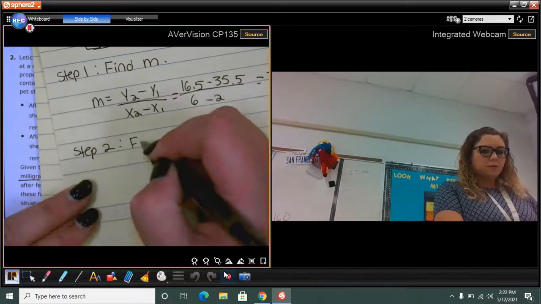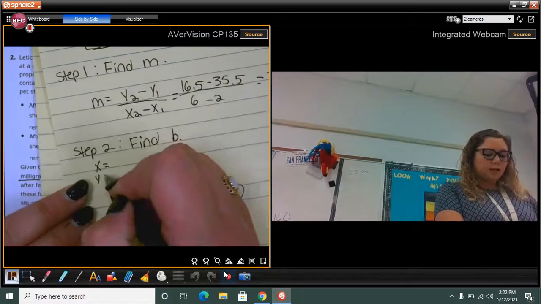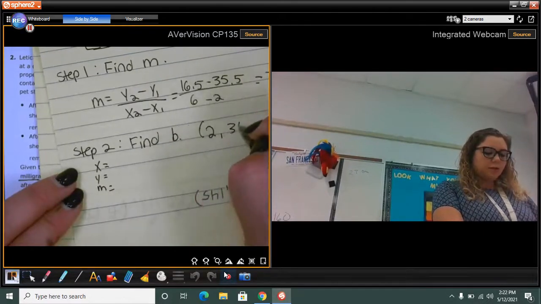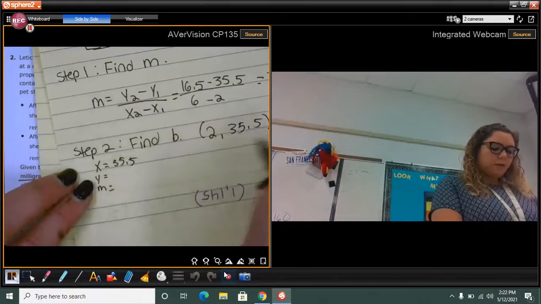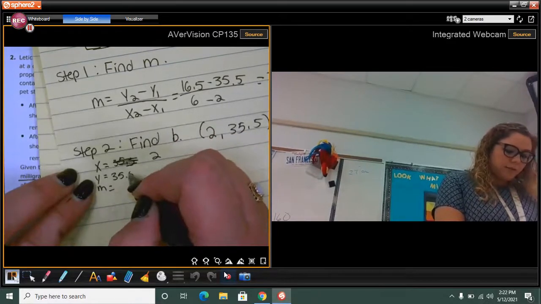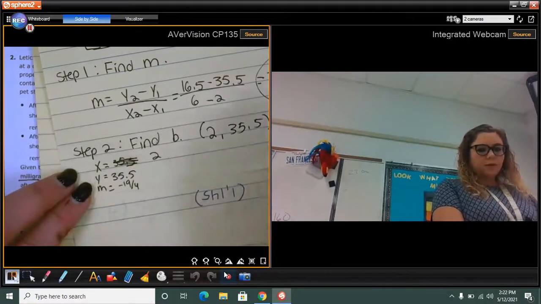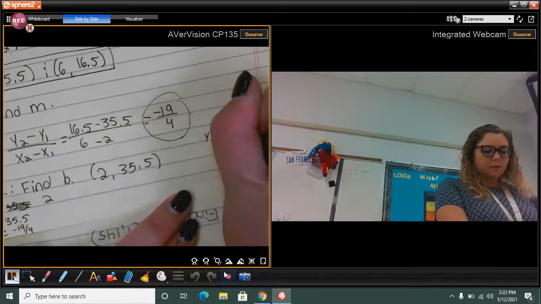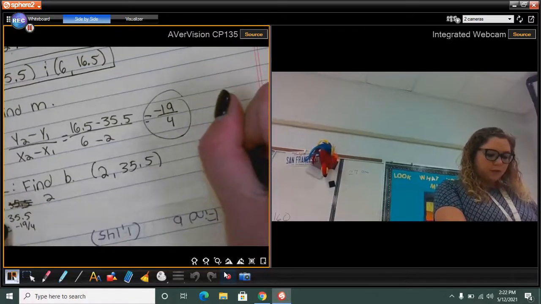Find b. Now to find b, we're going to do a little box thing. We're going to choose one point. Doesn't matter which one we choose. So x is 2, y is 35.5, and my m, which we solved, is negative 19 over 4. We're going to plug this into y equals mx plus b. I'm sorry, this is all over the place. So plug in your values.